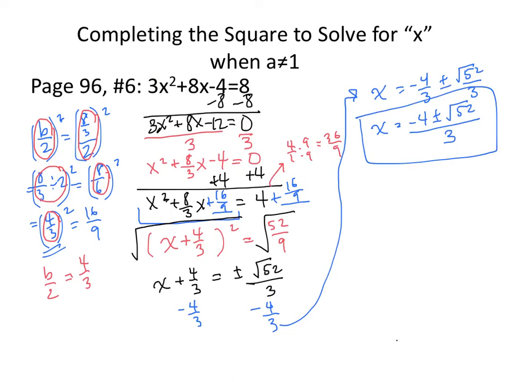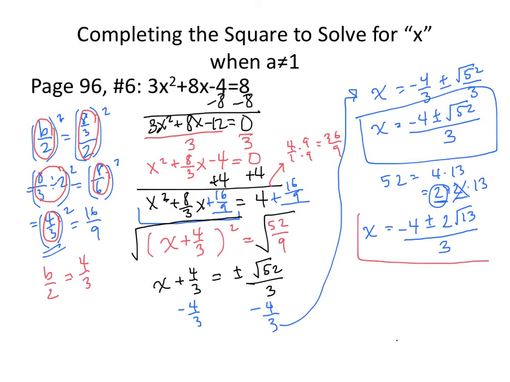But if you wanted to, you can look at the 52, and see that it's made up of 4 times 13, which is 2 times 2 times 13. Since there are two 2's in there, one can come out and the other one can go away. So here our other answer could be negative 4 plus or minus 2 root 13, the 13 is still trapped, all over 3. And this would be a more simplified version, but these two are equivalent and either one is fine.